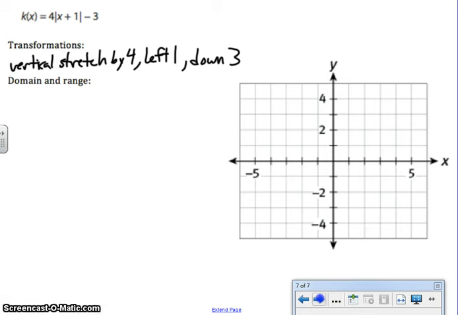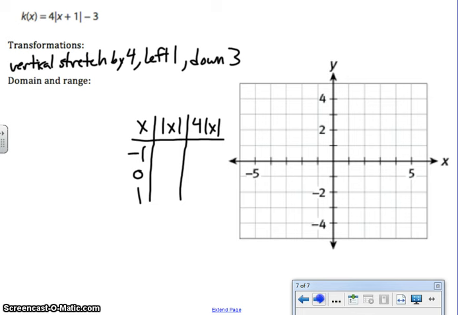So since I have a stretch, my table is going to need 3 columns. So x, absolute value of x, and 4 times absolute value of x. So my x values are -1, 0, 1. My second column, I'm taking the absolute value of the first column. And now to get from my second to my third column, I need to multiply everything by 4. So I would end up with 4, 0, 4. So we would plot those points then, my parent points. So I would be at -1, 4, 0, 0, and 1, 4.